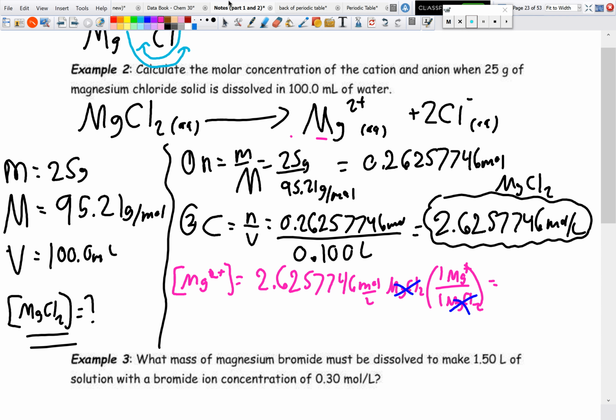So in the one step here, I'm going to solve it and, of course, round with the correct number of significant digits, which is going to be 2. And we get 2.6 moles per liter of magnesium chloride. And our next one, or our last one, we're going to do our chloride. We're going to do the exact same thing.